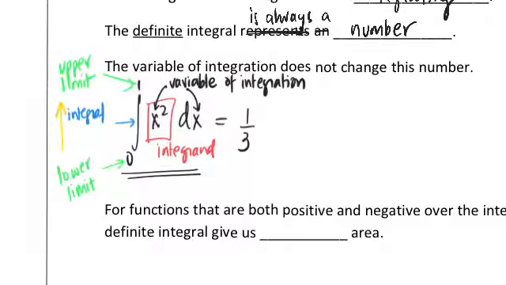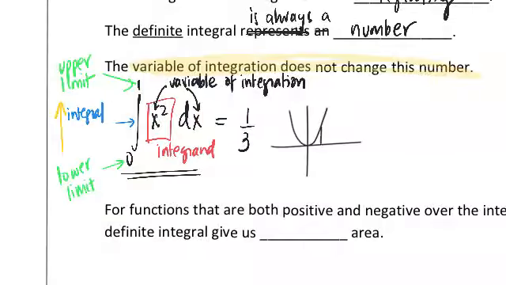Okay, so the variable of integration does not change the number, right? What do I mean by that? By that I mean that this right here, integral of x squared dx from 0 to 1, means that if I have a graph of x squared and I sit there and calculate the exact area from 0 to 1, this exact area is equal to 1/3, right?